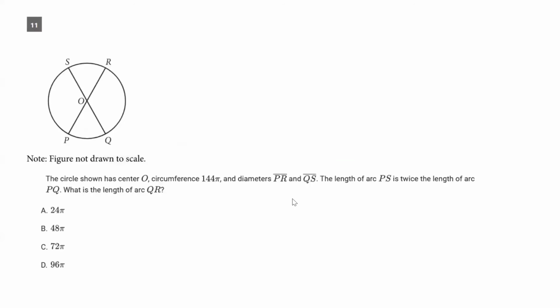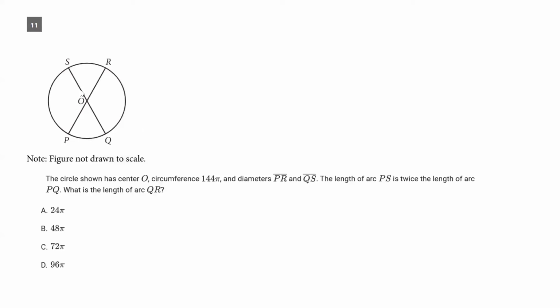Now we can go to this one. Okay, circles. Circles are always fun, you know. They can be a little tricky, but the tricks can be fun too. The circle shown has center O, circumference 144 pi, and diameters PR and QS. So that means they meet at the center, right? The length of arc PS is twice the length of arc PQ. What is the length of QR?